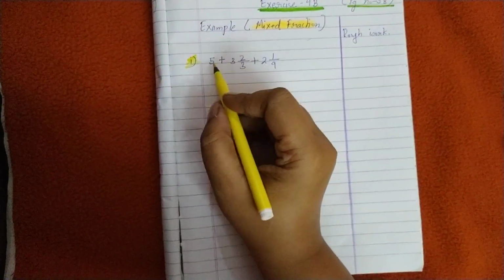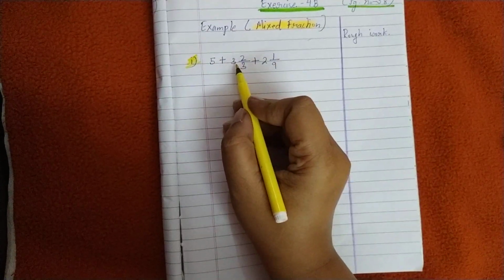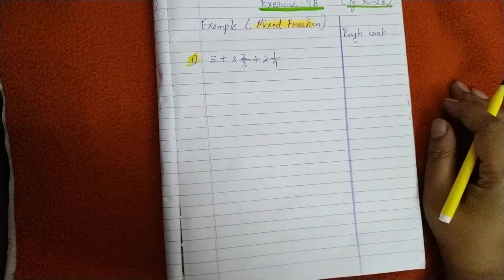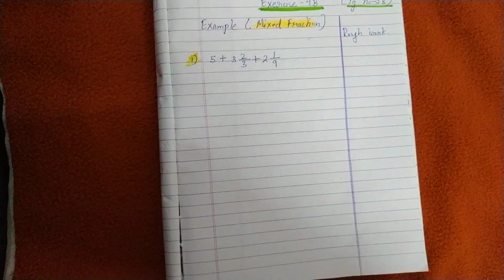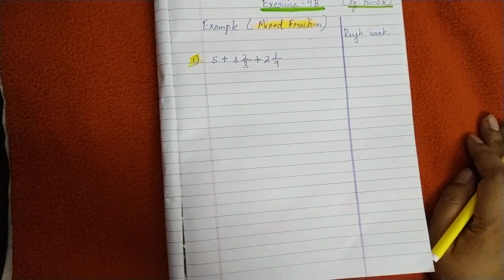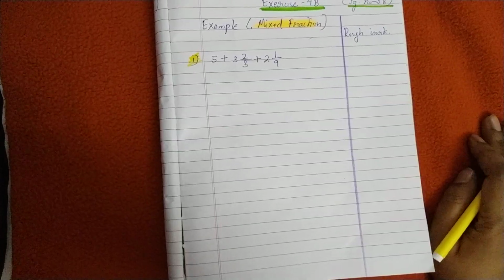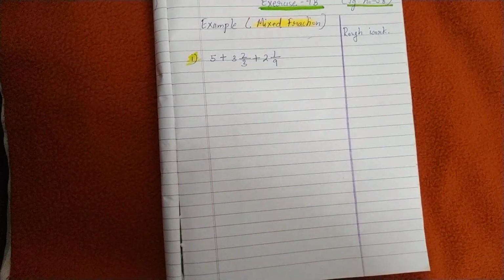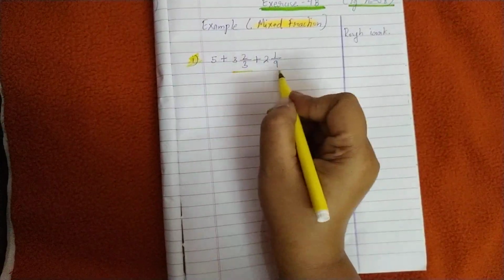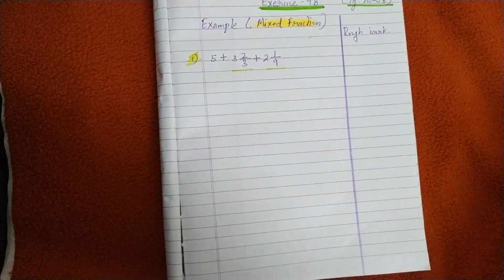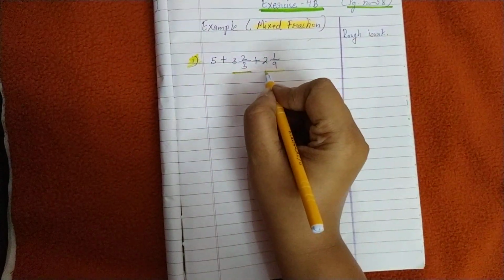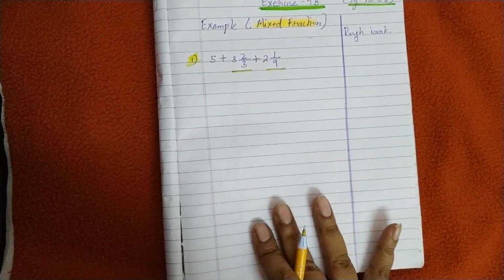So first is what? 5 plus 3 whole 2 upon 3 plus 2 whole 1 upon 9. So this is the fraction which we are going to add. So children, there are two ways to add mixed fractions. First, let's change these mixed fractions into improper fractions.